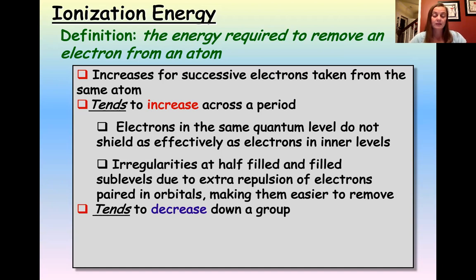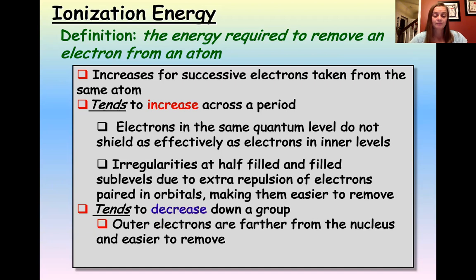It also tends to decrease down a group as the valence electrons are farther away from the charge at the center, the nucleus. They are easier to remove, so the amount of energy required is less. Okay, so let's talk about this in the context of Coulomb's law. Anytime we make the radius smaller, we're going to increase that attraction, which means we're going to have to increase ionization energy. Anytime we make that radius larger, then we're going to decrease that attraction and we're going to decrease the ionization energy.